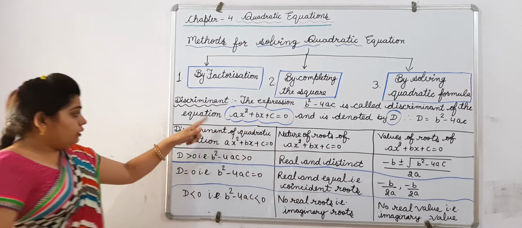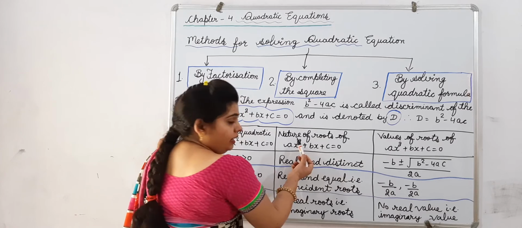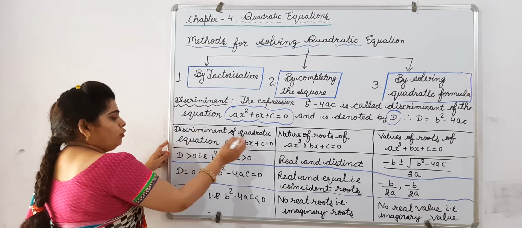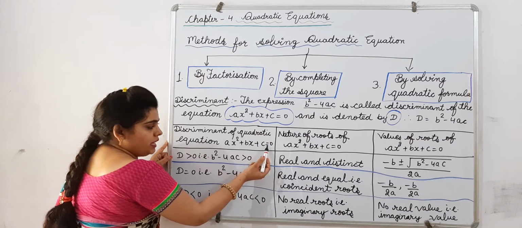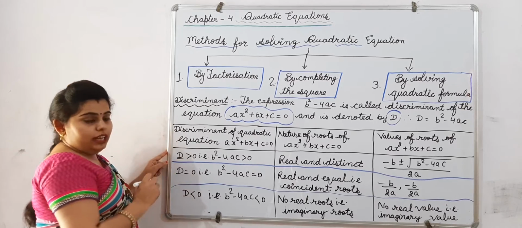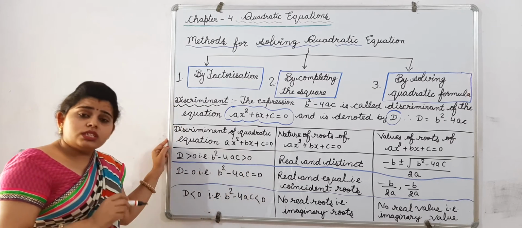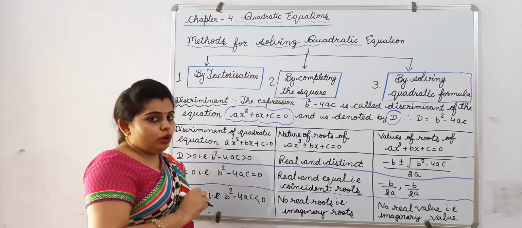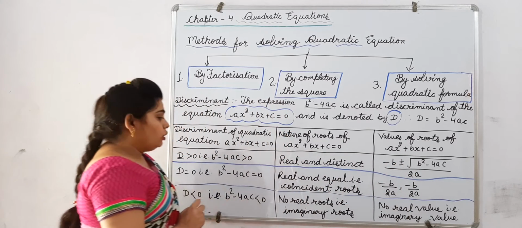Now, on the basis of this discriminant, we will find values of the roots and we can decide the nature of the roots. Suppose a quadratic equation is given, ax square plus bx plus c is equal to 0. On the basis of the value of this D, we will decide whether this equation has real and equal roots, real and distinct roots, or no real roots, that is imaginary roots. And we will calculate values of the roots.